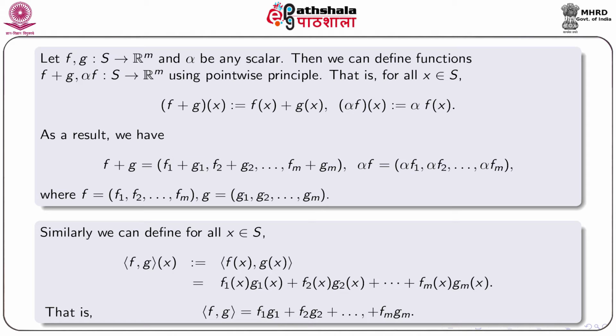Now, let f and g be two functions defined on a set S, where S is a subset of Rn, and their codomain is Rm, and let alpha be any scalar. We can define the sum of two functions f plus g and a scalar multiple alpha f from S to Rm using the pointwise principle. That is, for each x in S, we define (f plus g)(x) to be f(x) plus g(x), and (alpha f)(x) to be alpha times f(x). We can easily check that the components of f plus g are the components of f added with the components of g. That means we can write f plus g as the m-tuple f1 plus g1, f2 plus g2 up to fm plus gm, and alpha f equal to alpha f1, alpha f2 up to alpha fm, where f and g have components f1, f2 up to fm and g1, g2 up to gm respectively.